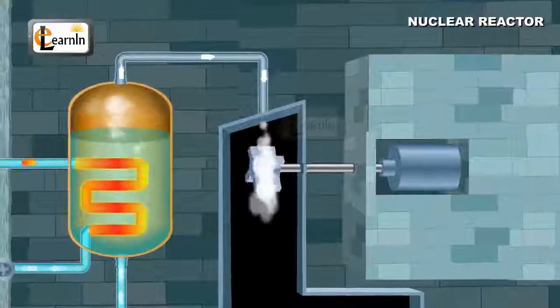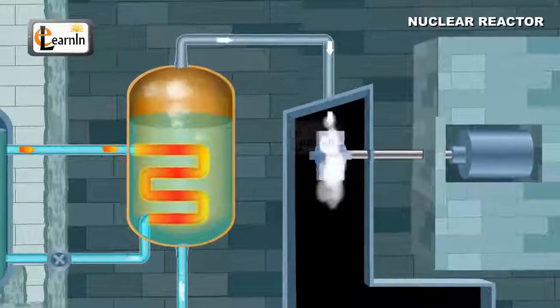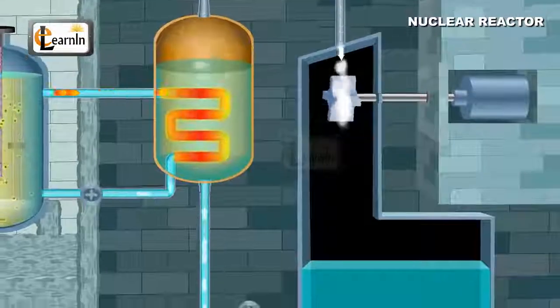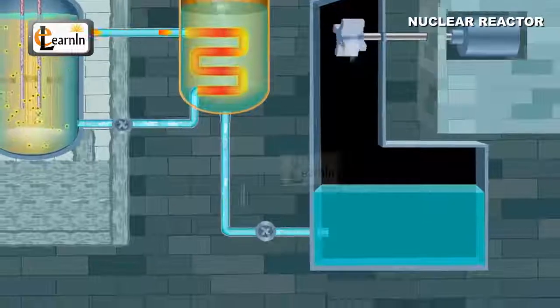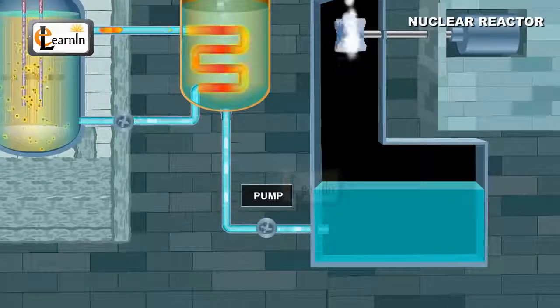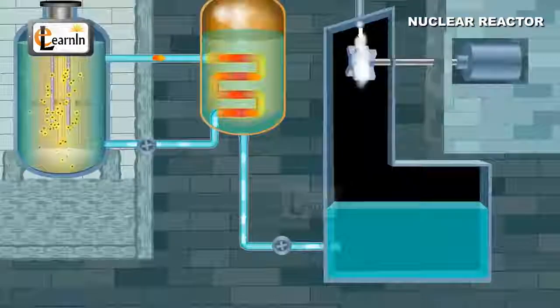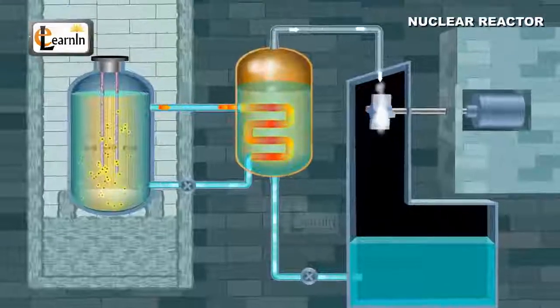So, huge heat energy gets converted into electrical energy. Water is continuously flown in and out of the nuclear reactor using the pump. So, a nuclear reactor successfully generates nuclear energy from fission reactions.